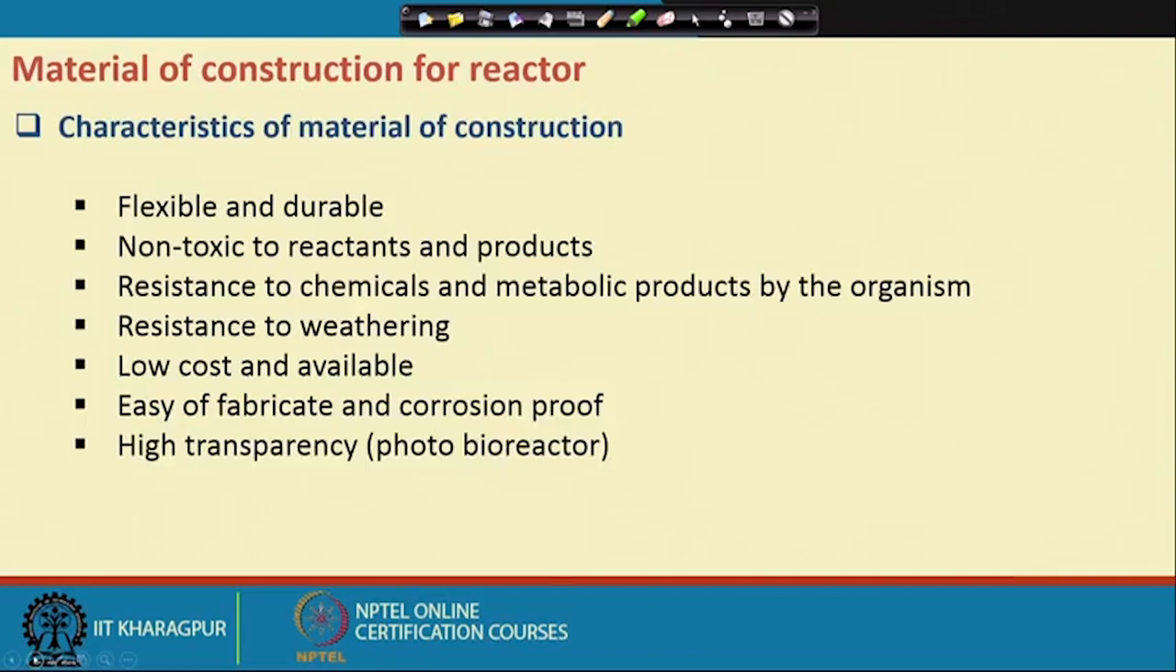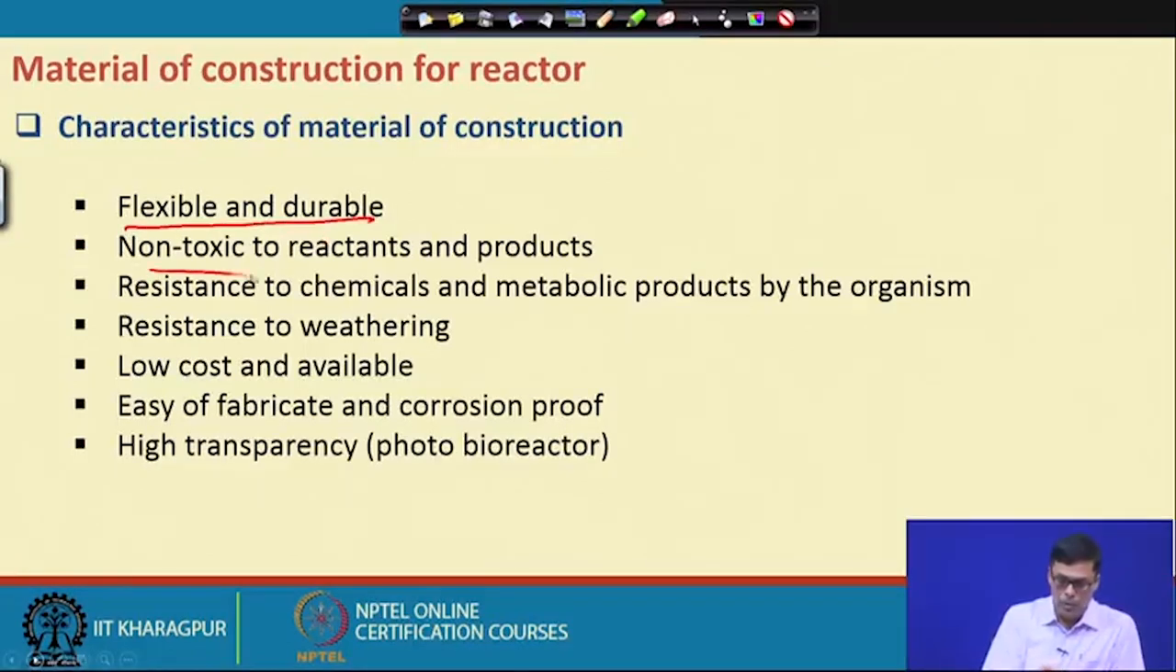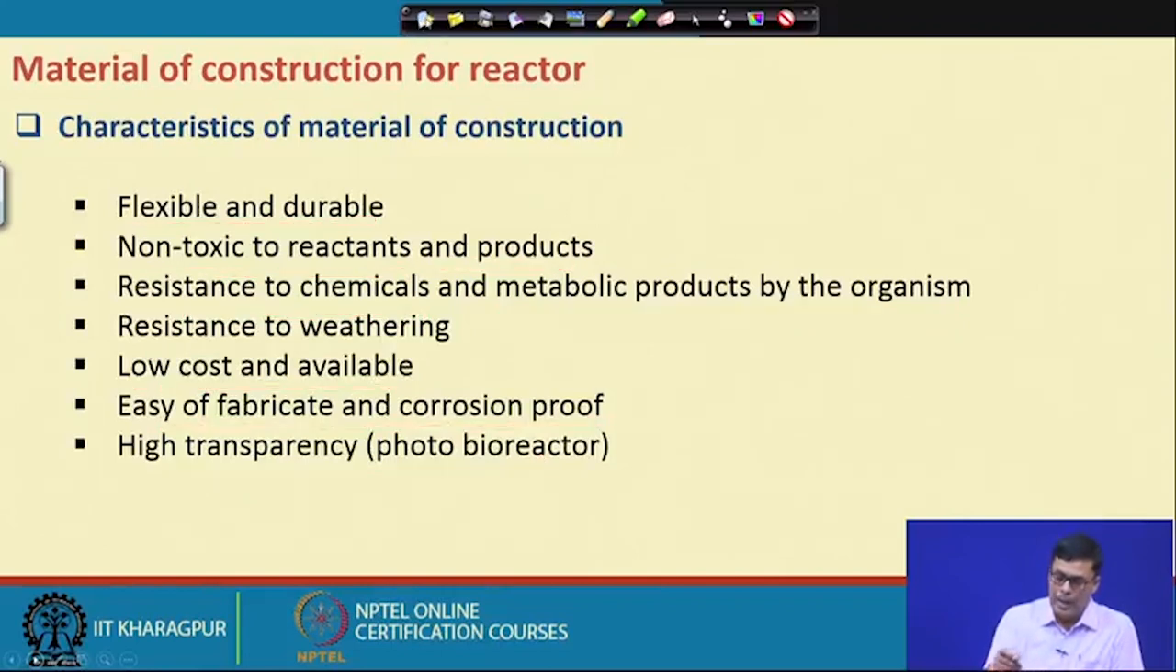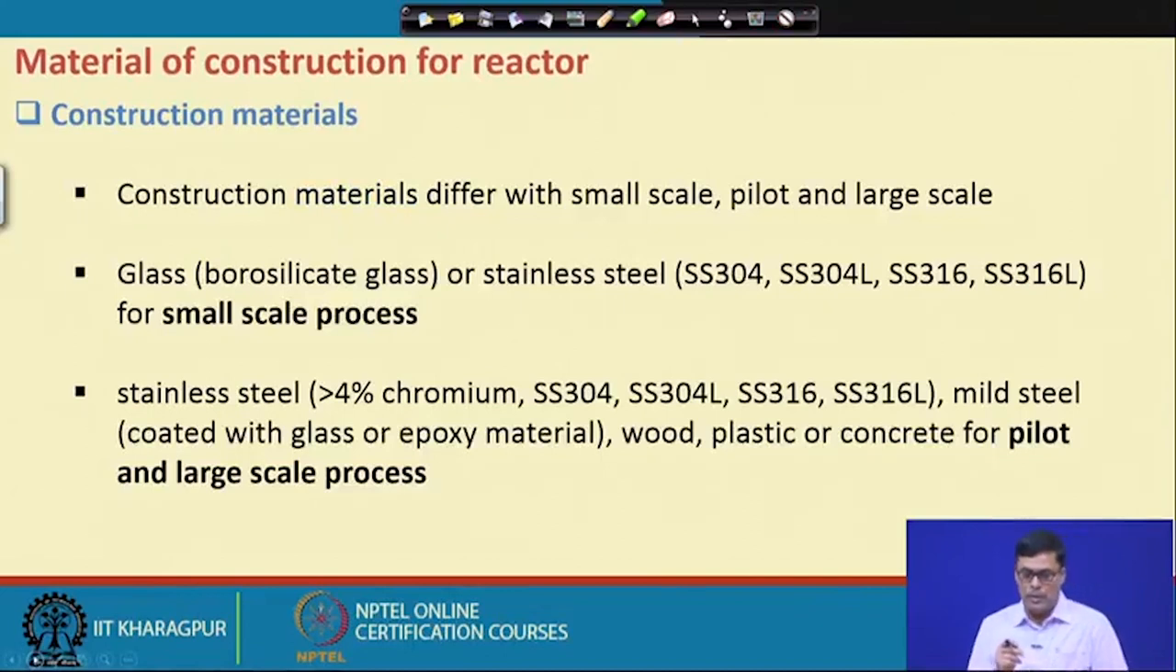So, you know that the construction material of the reactor is very important. It should be flexible and durable, non-toxic to reactant and product, resistant to chemical and metabolic products of the organism, resistant to withering, low cost and available, easy to fabricate, corrosion proof, and highly transparent. High transparency is needed in photobiological reactions, because we want to use light energy for the growth of the microbial cell.